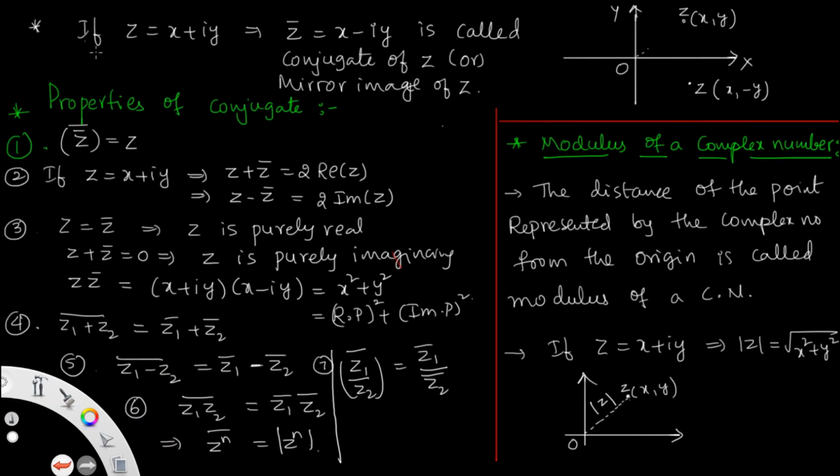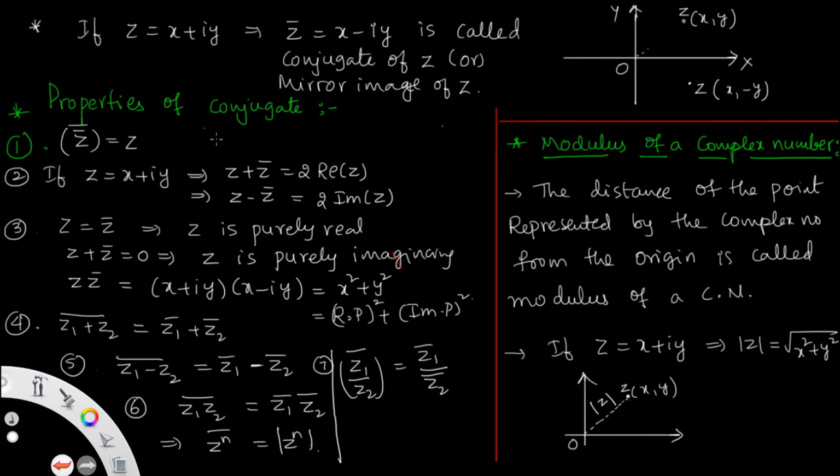Then if z equals x plus iy, then z bar equals x minus iy, which is called the conjugate of z or the mirror image of z. Suppose in the Argand plane z is the point x comma y. Its mirror image is x comma minus y, which belongs to quadrant 4. So this is called the conjugate of z.